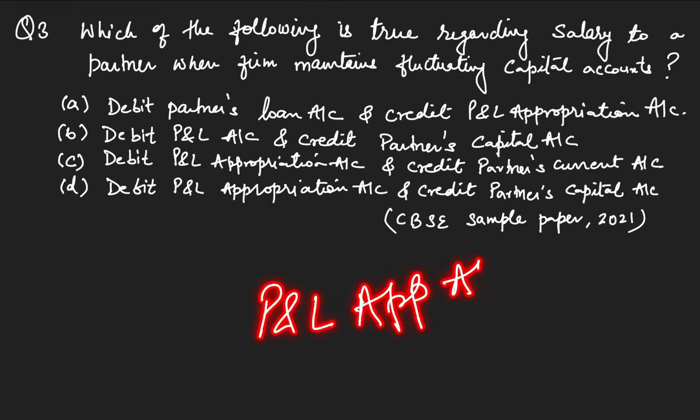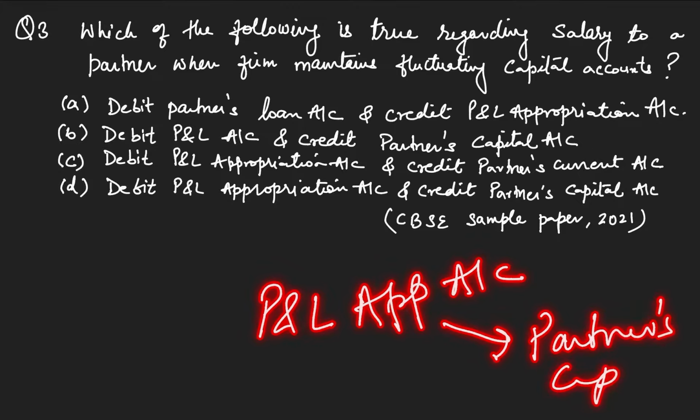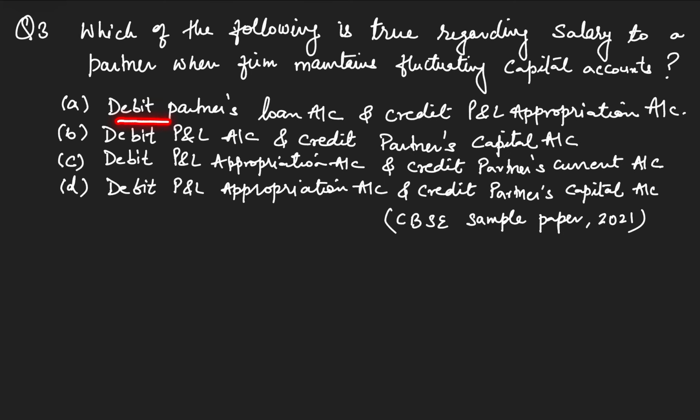We have discussed that salary is related to the profit and loss appropriation account and it is being transferred from this to the partner's capital account, right? So let's see the options first. Debit: it should be debited to partner's loan account. So loan account, we need not read further, that is a wrong reference. Then debit profit and loss account. Profit and loss account is not involved at all, so no need to read the other part.